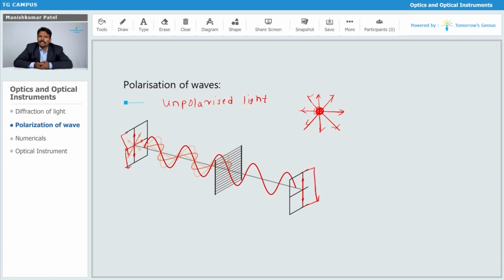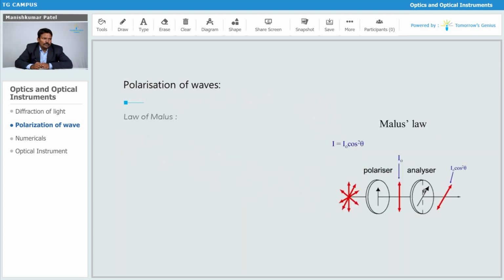When you are using sunglasses, the light which comes out of those sunglasses is nothing but polarized light. The different glasses are again polarized, so only certain components are able to pass through the glass. Based on that, there is one very important law, the law of Malus, which states that I is equal to I naught cos square theta. So this is what we can call a polarizer.